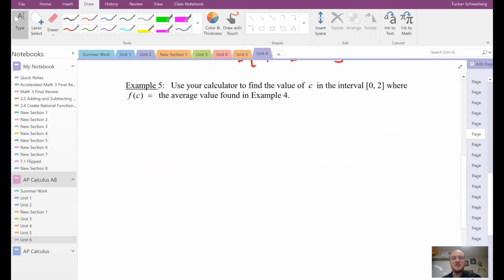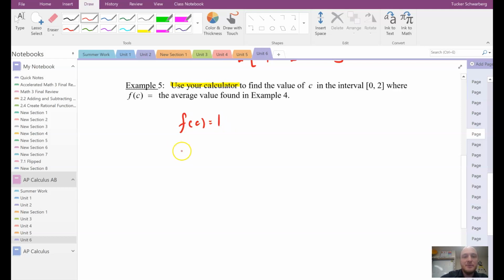Example 5, it says use your calculator, and I'm going to stress this. When it says use your calculator, or you may use your calculator, just know that you have that resource, okay? Take advantage of that. To find the value of c on the interval 0 to 2, where f of c is equal to the average value of the example found in 4. So what they want to know is, okay, so what's c if f of c is equal to 1?